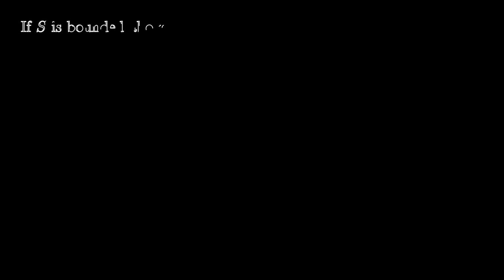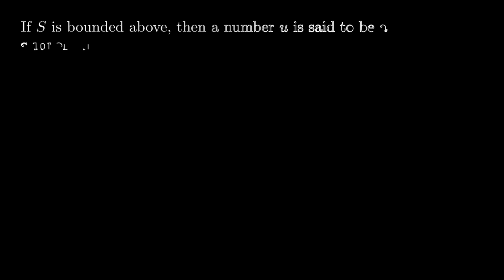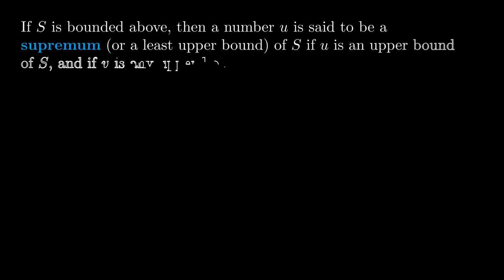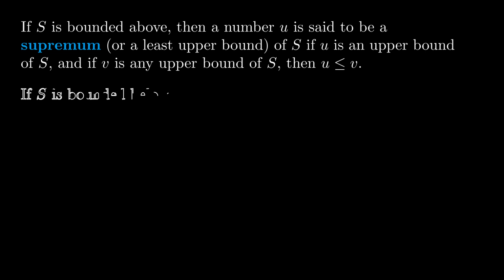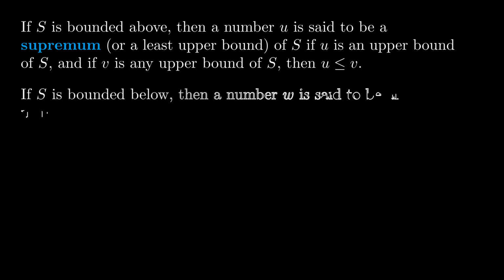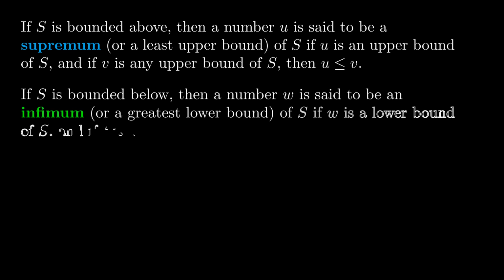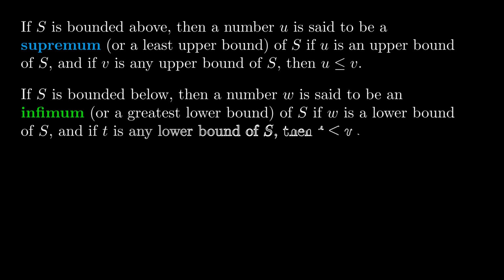If S is bounded above, then a number U is said to be a supremum, or a least upper bound, of S if U is an upper bound of S, and if V is any upper bound of S, then U is less than or equal to V. If S is bounded below, then a number W is said to be an infimum, or a greatest lower bound, of S if W is a lower bound of S, and if T is any lower bound of S, then T is less than or equal to W.